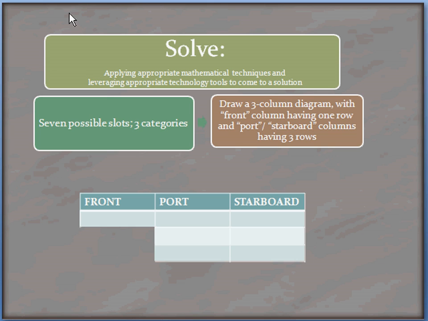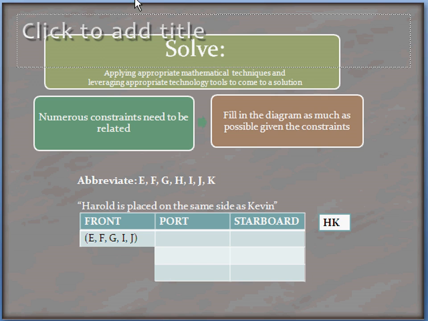Solving is the phase in which we follow the strategy. We'll apply the appropriate mathematical techniques, in this case logical reasoning, and leverage appropriate technology tools to come to a solution. We have 7 possible slots in 3 categories. So here's our diagram. Remember that we had 1 slot in the front of the boat and 3 slots in each of the port and starboard sides. So our columns correspond to the people or positions in the front, port, and starboard sides, and the rows correspond to the number of available slots. We'll begin going through each of the constraints now and place information in the slots as we know that information.